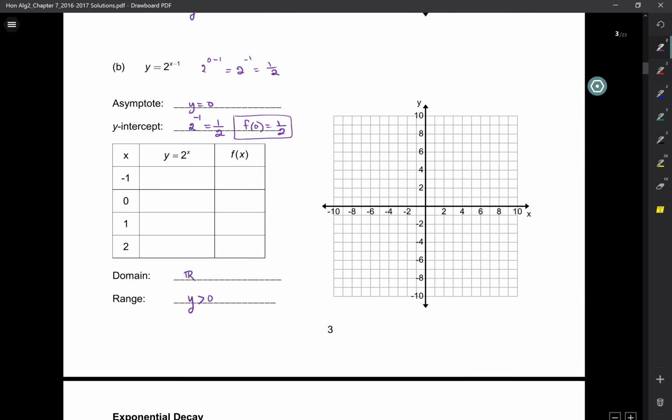All right, so here it's going to be 2 to the x minus 1. So it's going to be 2 to the -2, which is 1 over 4. And here we just said was 1/2. 2 to the 1 minus 1, 1. And here, 2. Okay, so my asymptote is here.